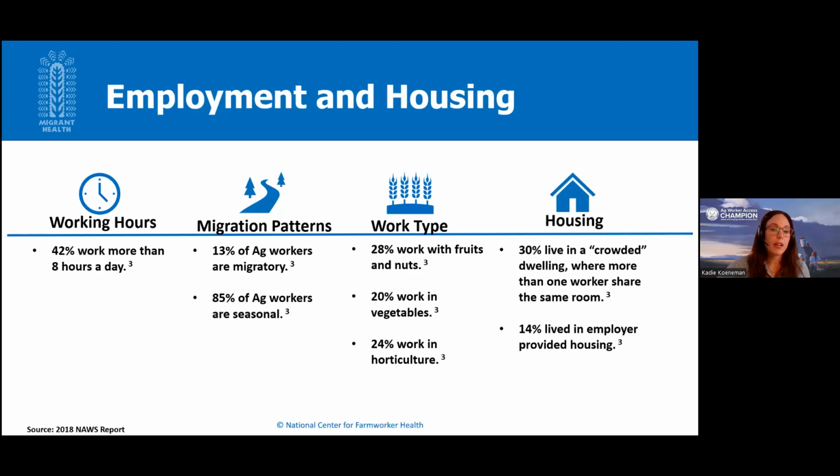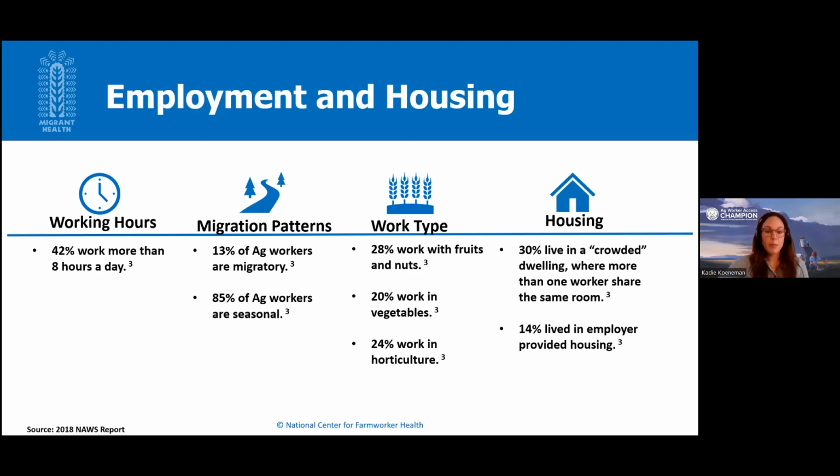Looking at migration patterns, 13% of ag workers are migratory and 85% of ag workers are seasonal. And of those migratory workers, 47% were domestic and 42% were international, and 11% had been in the US for less than a year.